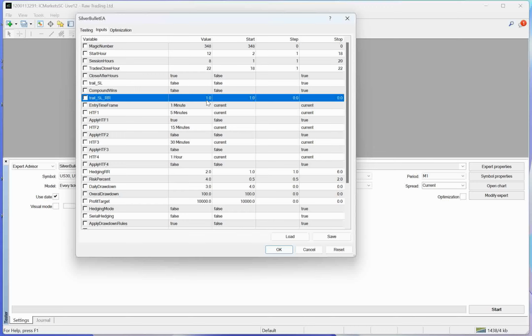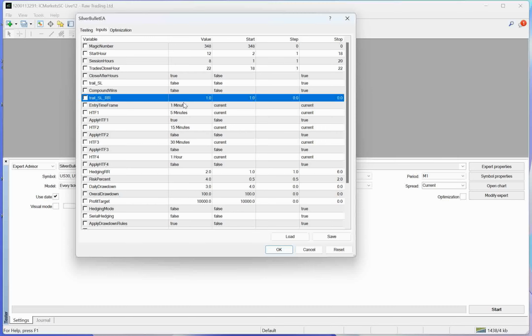So let's say you are using a risk reward of 2 in your strategy, and you want it to break even when it reaches a risk reward of 1. Then you just put 1 here, and that way you know it will just break even.